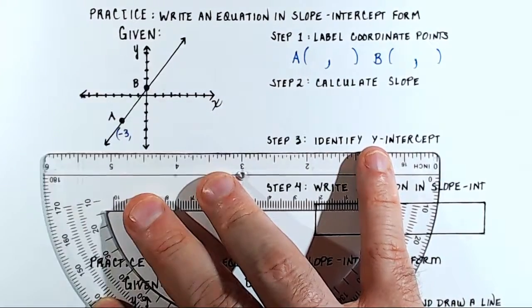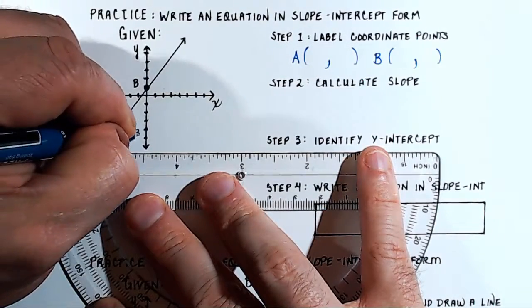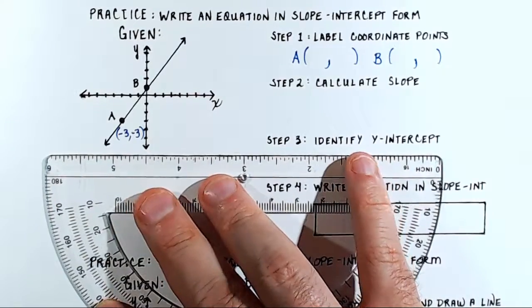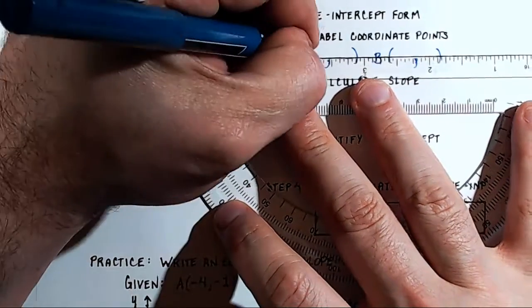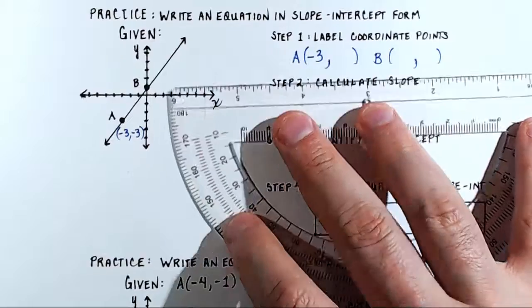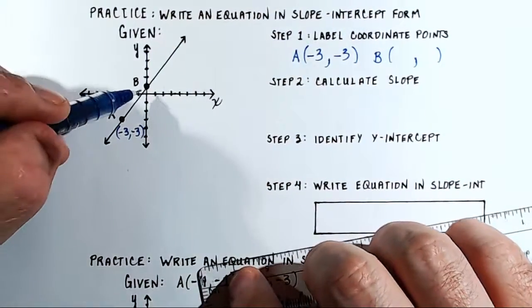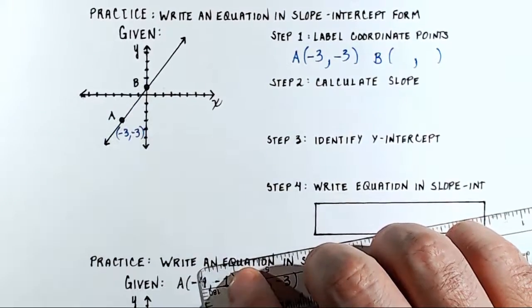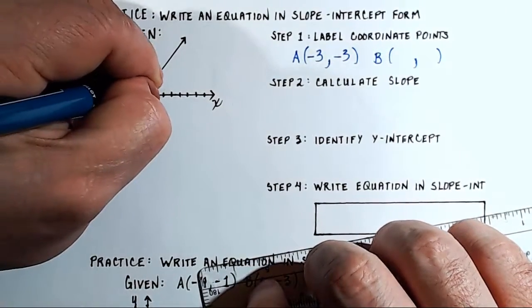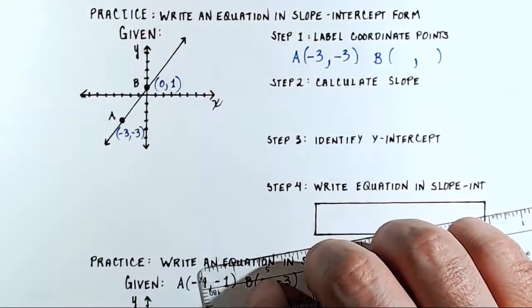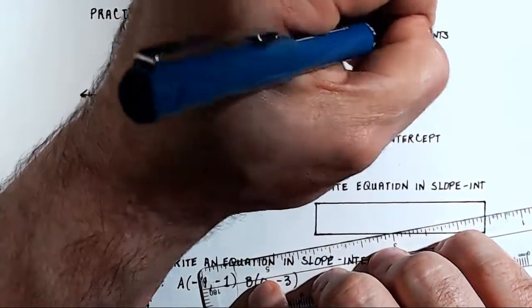-3 comma -3. Okay, so we'll go put that here. -3 comma -3 for point A. Point B. Well, okay, so that's 0 comma 1. 0 comma 1.